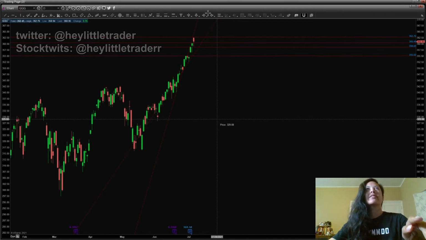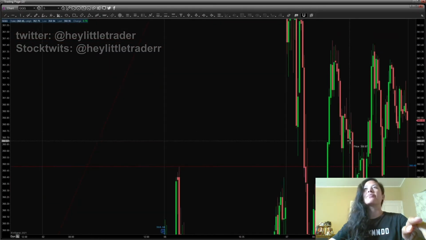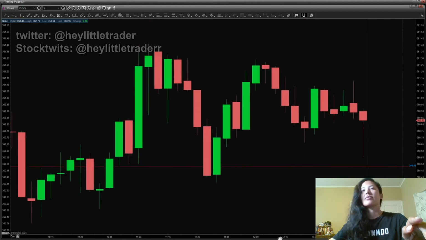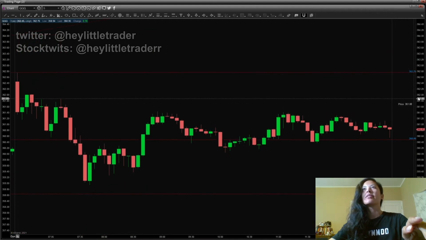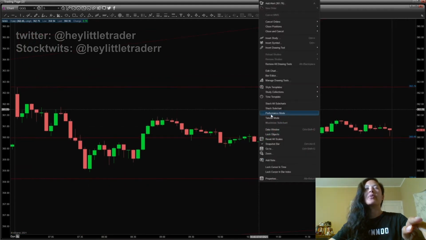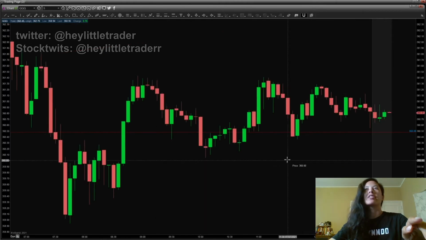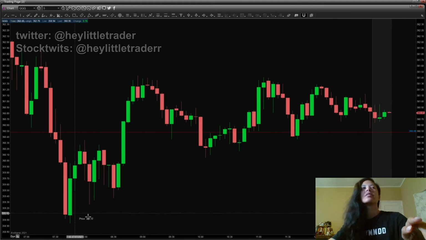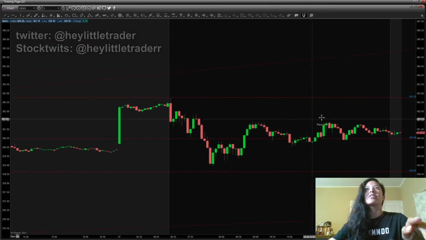And now let's take a look at what that looks like on the 5. So here's the 5-minute. Shrink it down a little bit. I want to be able to see the pre-market and the post-market, so I have to change my time template. Okay, so this little gray area is the after hours. So here's our 5-minute chart.